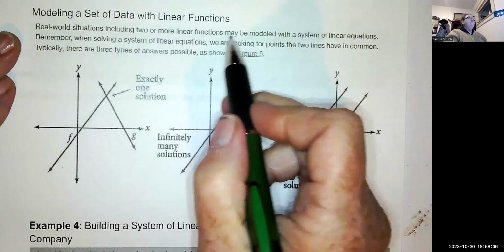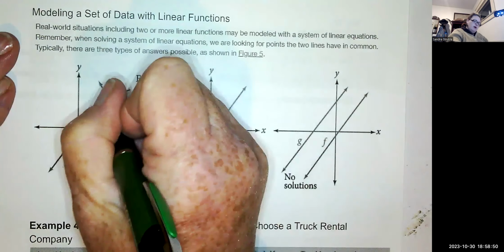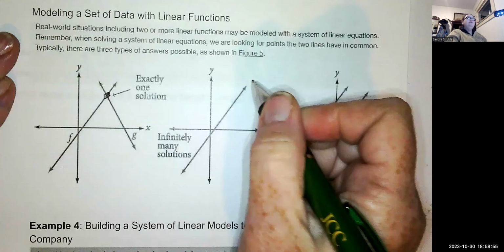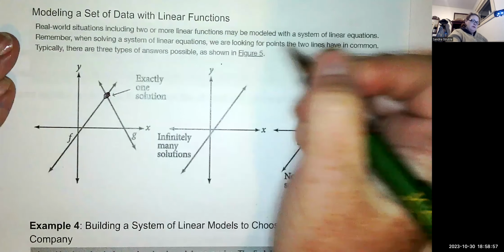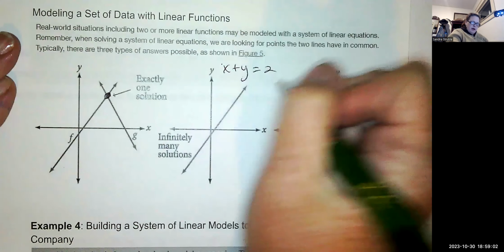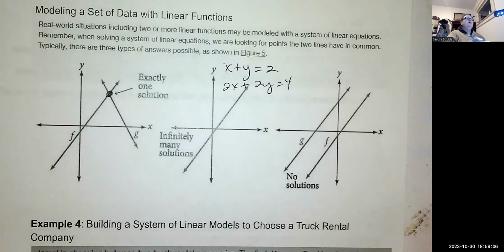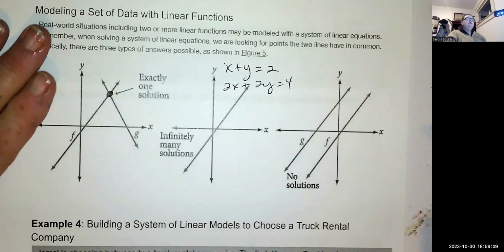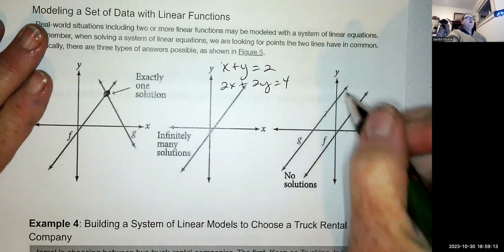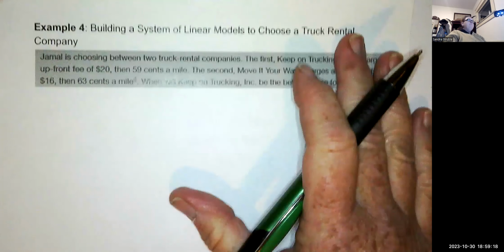Modeling a set of data with linear functions. Here, we've got two lines and there's one point where they cross and there's only one solution for that. Here, the lines are exactly the same. So what that would look like is something like x plus y is equal to 2 and 2x plus 2y is equal to 4. They're the same exact line, so they have infinitely many solutions. Here, we've got two lines that will never touch. They are parallel lines and they have no solutions.